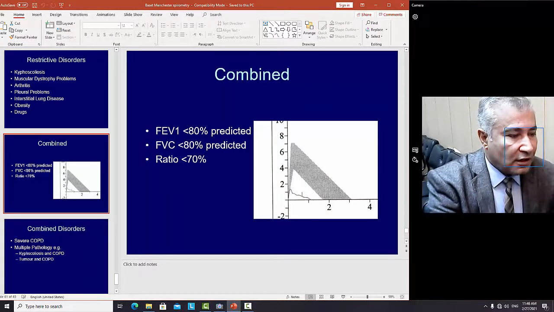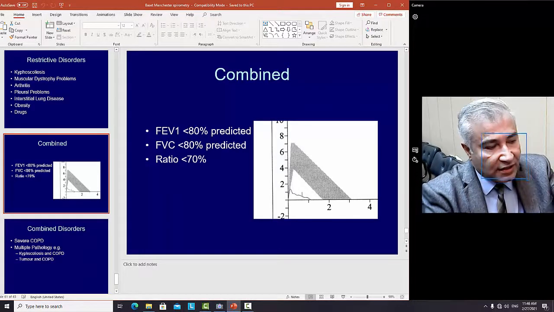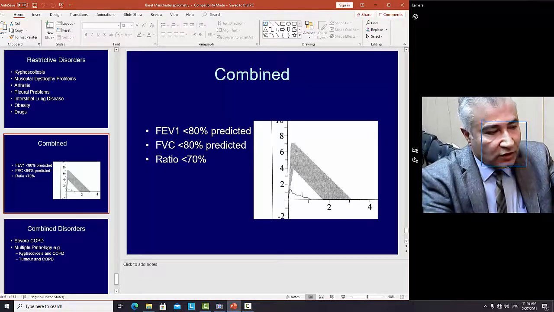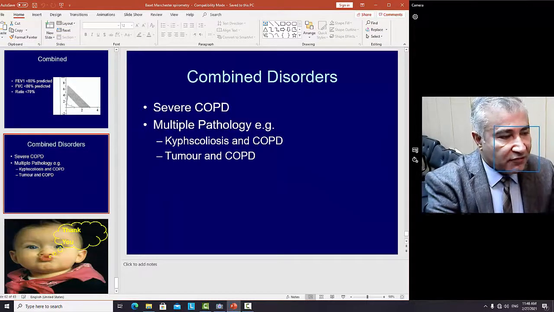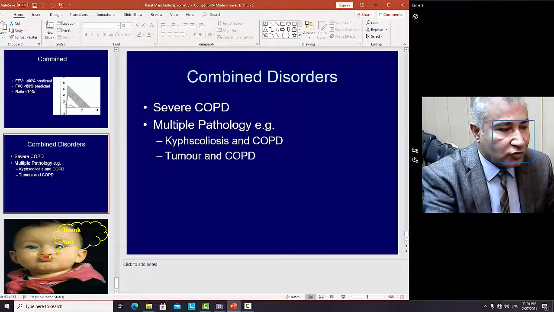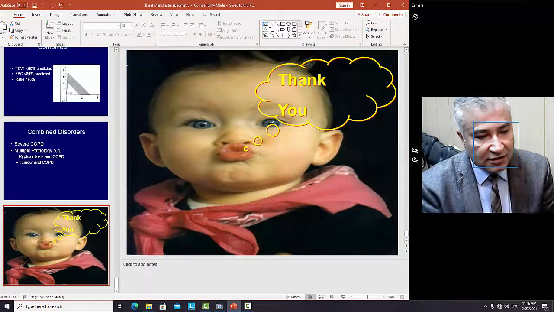Combined: FEV1 below 70, with all three measures below. You notice that ratio below 0.7, forced vital capacity below 80, FEV1 below 80, so it is mixed or combined. Combined disorders like severe COPD and multiple pathologies, like kyphoscoliosis associated with COPD or tumor associated with COPD. And thank you all.